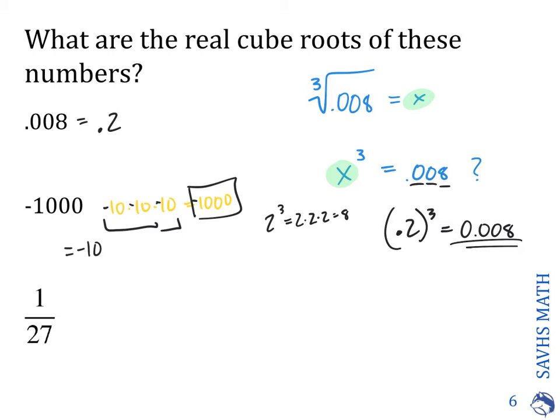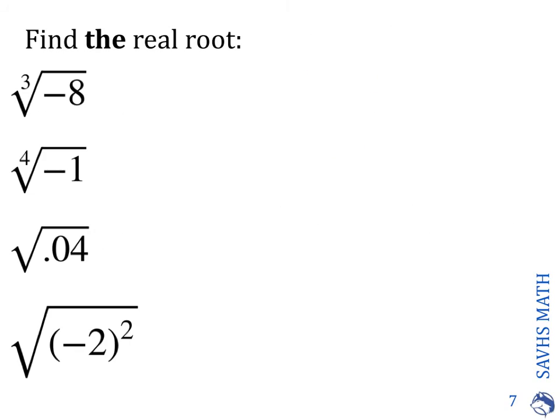What about the cube root of 1/27th? Well, here's the thing about 1/27th. I know that this is that, because remember, if you multiply fractions, you multiply the numerators and then you multiply the denominators. So our cube root of 1/27th is 1/3. If I may drive this home a little bit further, the real root means there is only one.